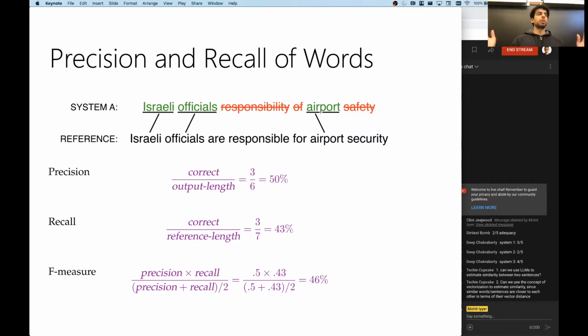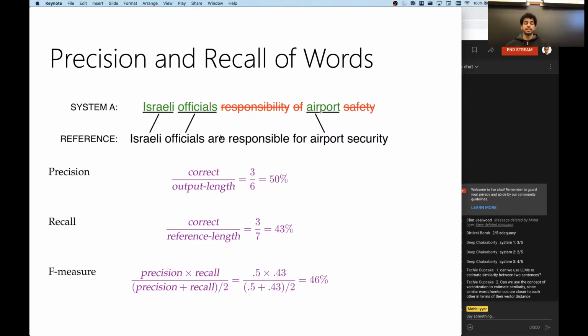Okay, so what are some limitations of this approach? Exactly. So I could have said airport Israeli officials safety responsibility of, and I would get the exact same scores, right? Because I'm not considering the word order at all. Yeah. So it'll give a high score for some particular translations, but a lower score for other sentences that use synonymous words. That's right. So it has the issue with these paraphrases, right?